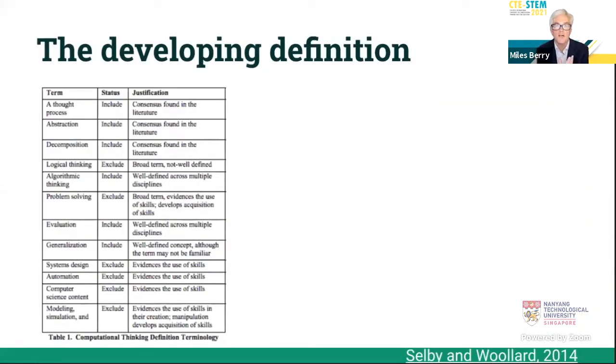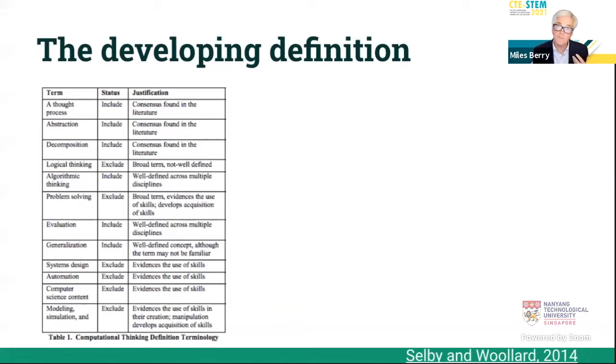Cynthia Selby and John Woollard put together in 2014 a literature review, looking at all of the definitions that people have given, not so much the definitions as that categorization of the parts of computational thinking, and came up with criteria for, yes, we should include this. It is a thought process. It does involve abstraction. We don't see it as merely problem solving, because that's a much more general approach, and not all problem solving is necessarily computational thinking.